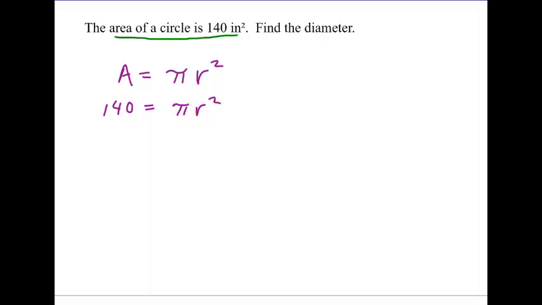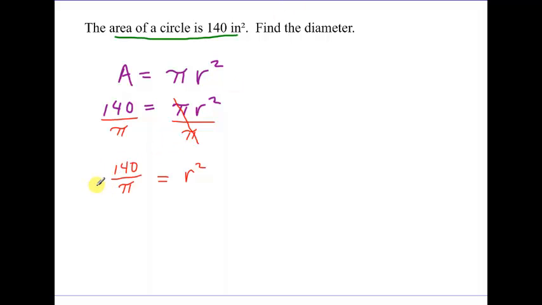So I'm going to do my algebra steps. I'm going to first take and divide by the pi, which is the number in front. Let the ninjas cancel that. And now I'm down to r squared is equal to 140 divided by pi. Now at this point, I am not going to reach for my calculator just yet. Let me finish the solving here.